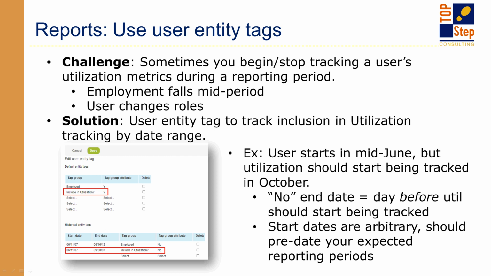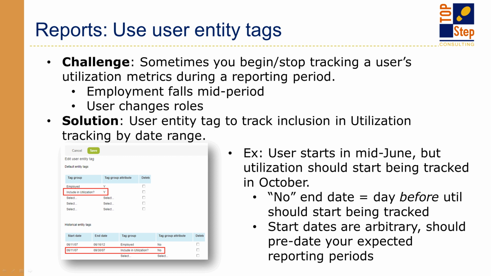Either way, normally their utilization would show up as a big fat 0 in your report, and that's going to negatively affect the number in the total column of your report. That's not really fair, nor is it accurate. Well, you can use something called a user entity tag. You might already be using entity tags for other purposes, but for our purpose, I'm going to talk about creating a user entity tag called include in utilization. Quite simply, our tag attribute is going to be either a positive or a negative. In this case, I selected Y or no.